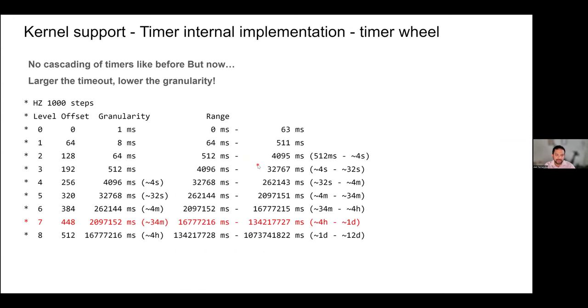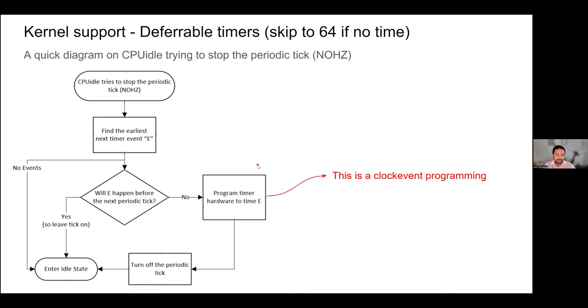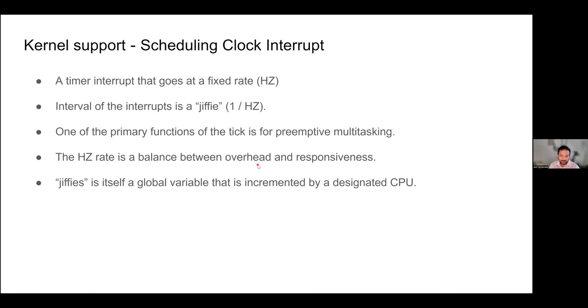Okay. So let's jump into the scheduling clock interrupt. I've been talking all about this, so now it's time to go deeper into it. The primary function of the scheduling clock interrupt is basically preemptive multitasking. You want the scheduling clock interrupt to multitask the CPU time between multiple things that need to run, multiple tasks.